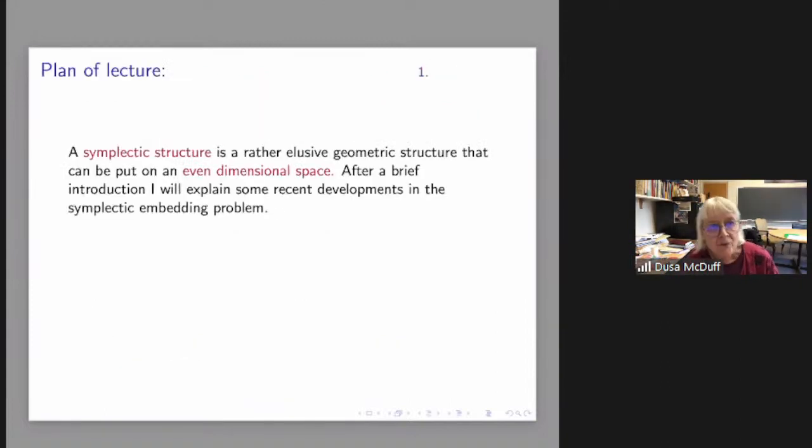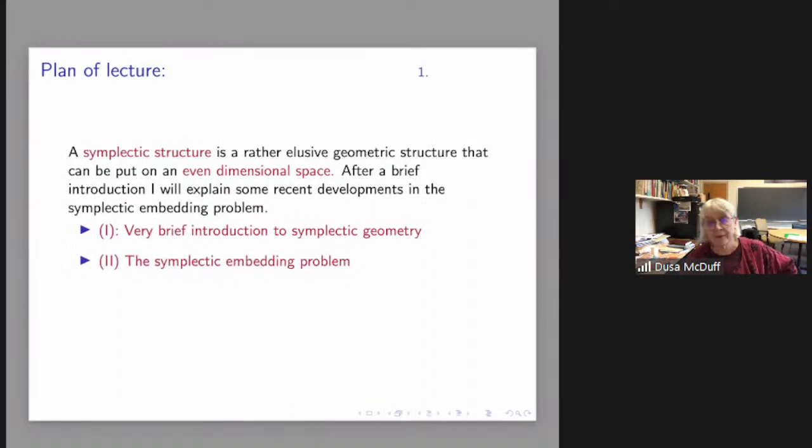There we are. So here is the plan of my lecture. I'm going to give you a brief description first of symplectic geometry. It's a rather elusive geometric structure that can be put on an even dimensional space. And after talking about that, I'm going to talk a little bit about the symplectic embedding problem in general, and then in particular about the Fibonacci staircase and various other new developments.